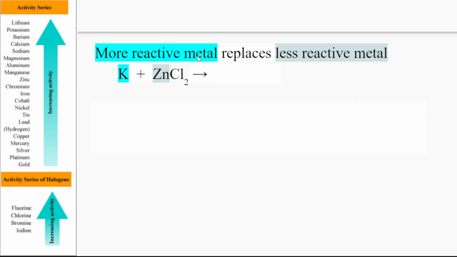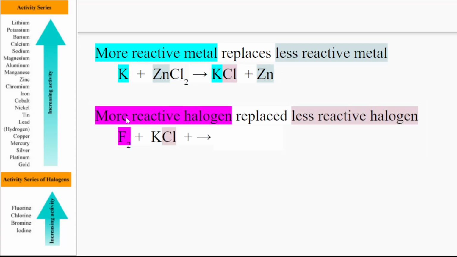A more reactive metal replaces a less reactive metal. Potassium is higher on the chart than zinc, so guess what? Potassium replaces zinc. This reaction will occur. The other type is where a more reactive halogen replaces a less reactive halogen. Fluorine is higher than chlorine, so fluorine is more reactive, which means it will replace chlorine.